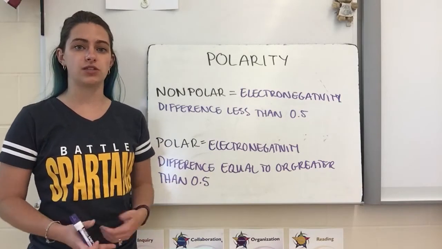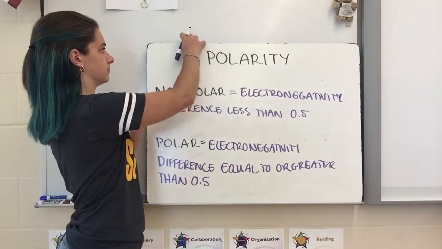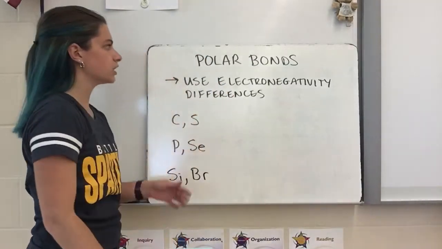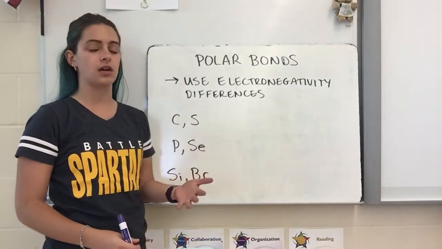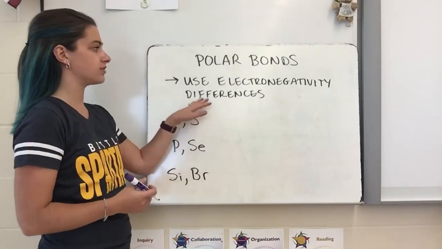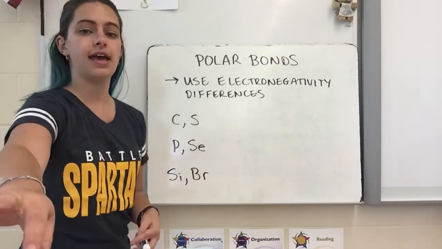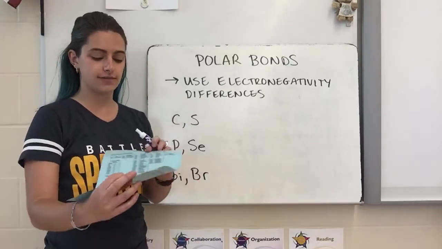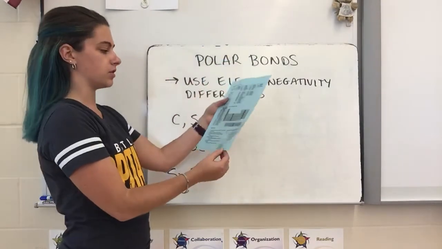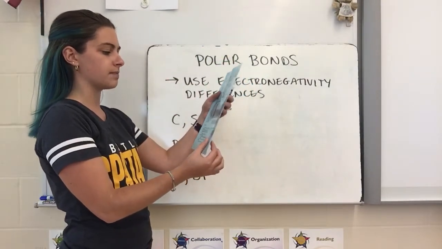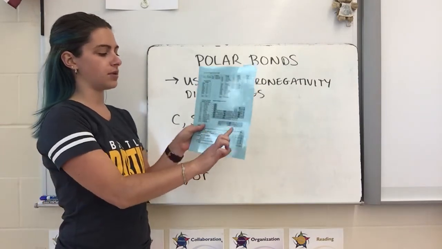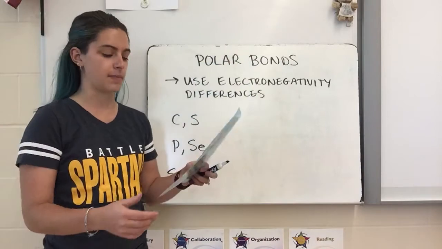So let's actually apply this to a couple of examples. When we want to determine whether or not something is a polar bond, we have to use the electronegativity differences. Now, your table of electronegativity values can be found on the bottom of your periodic table. It's the bottom right-hand corner, and we're only going to be looking at nonmetals for this. So in that table are the electronegativity values for our nonmetals.